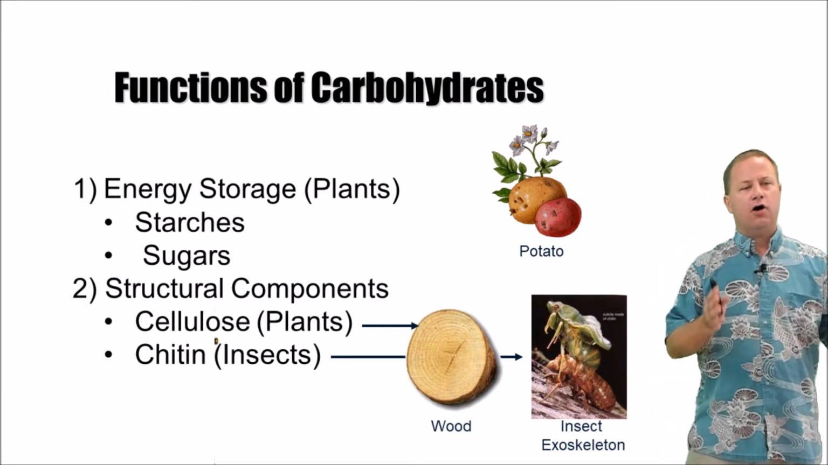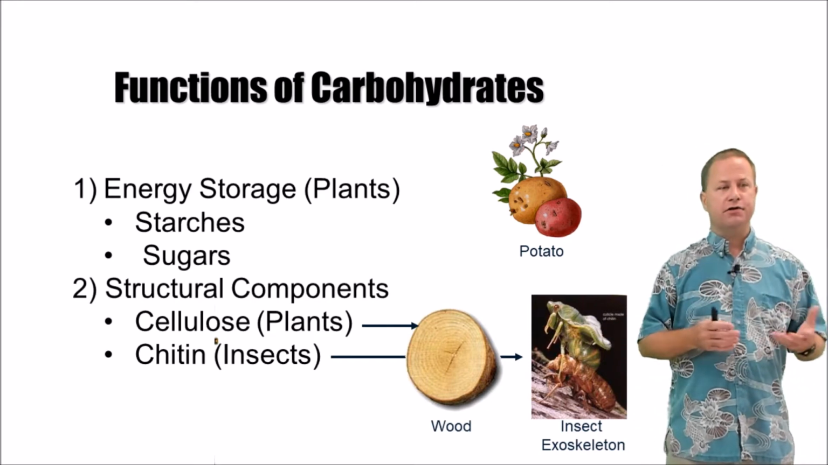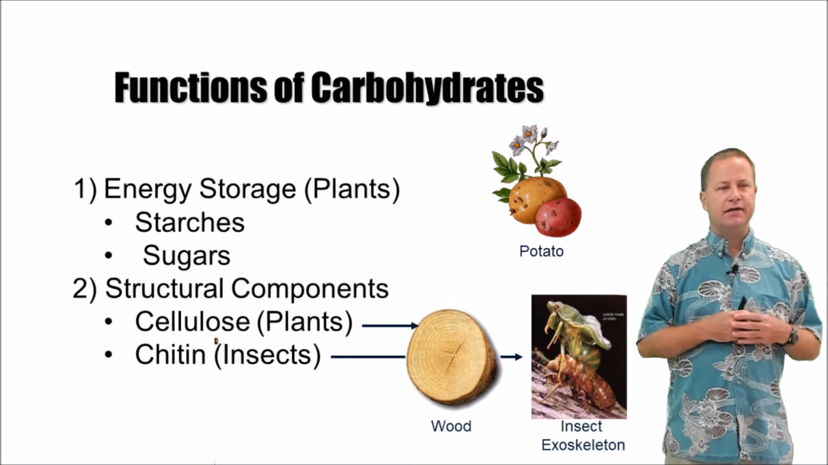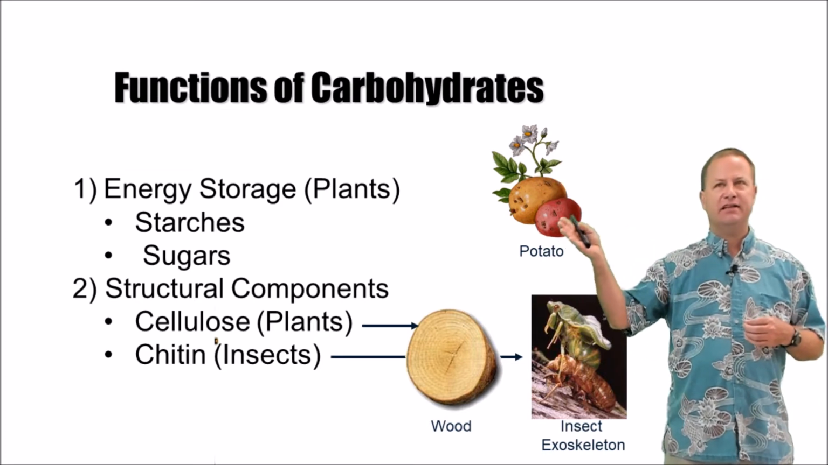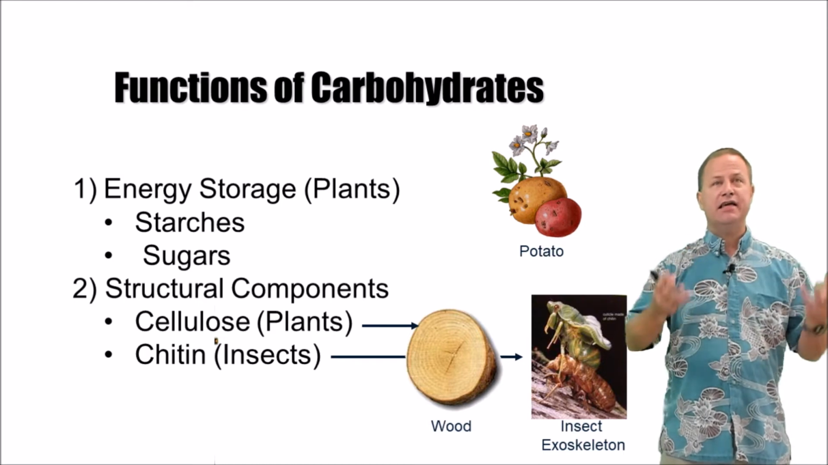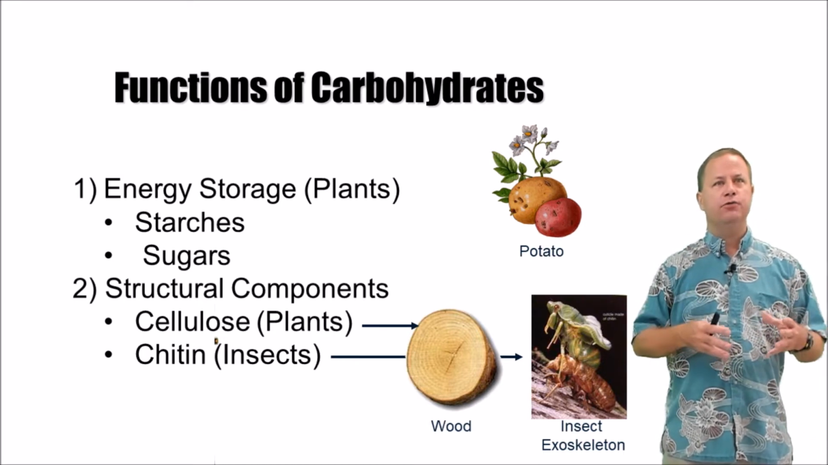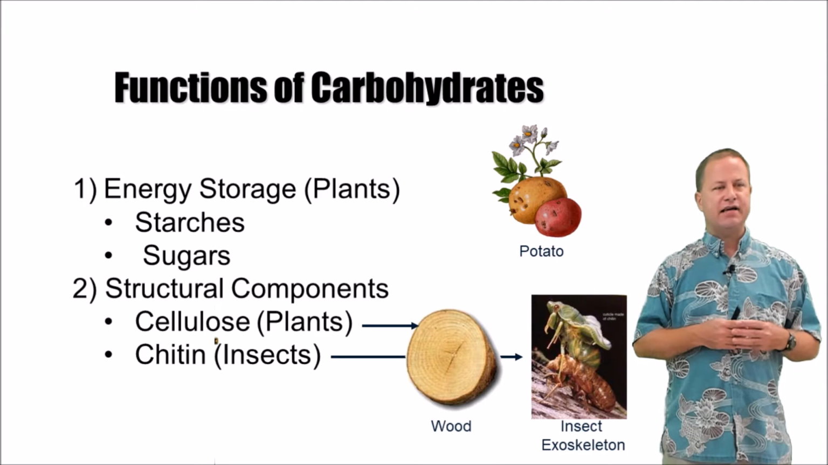So a lot of carbohydrates can be used for energy storage. For example, the starches in plants. Now think about plants that have lots of starch, such as taro or potatoes or something like that. They're storing their excess energy in the tuber or in the root as starch, which is a polysaccharide.